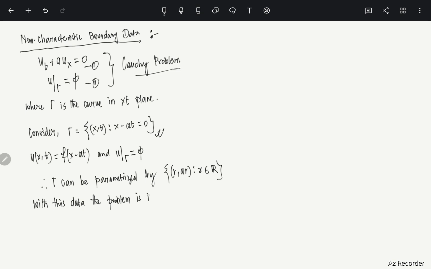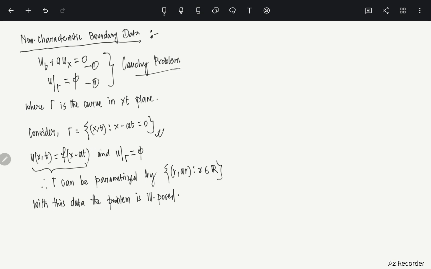Why? Let's just understand this. The solutions which you get have to be constant along the characteristic. What are the characteristics of this equation? It is given by x minus at equals a constant, right? So the characteristics of equation 1 are x minus at equals a constant. Those are the characteristic lines, right?